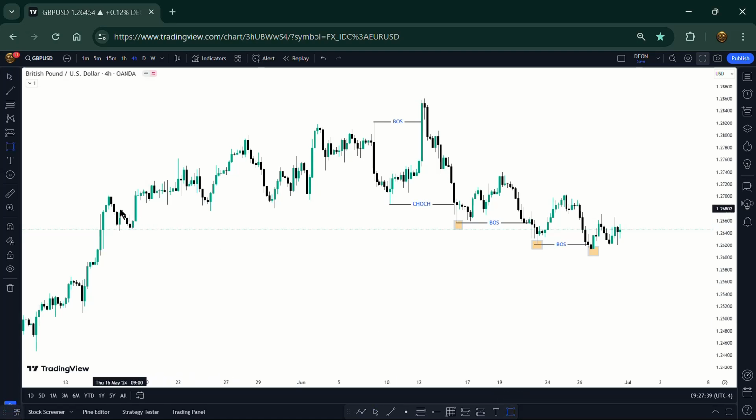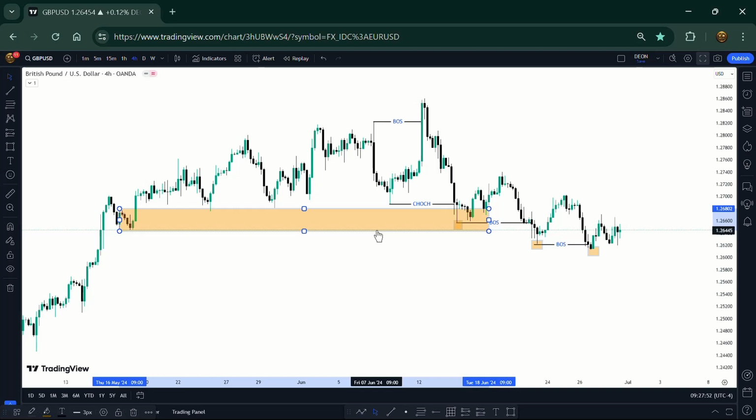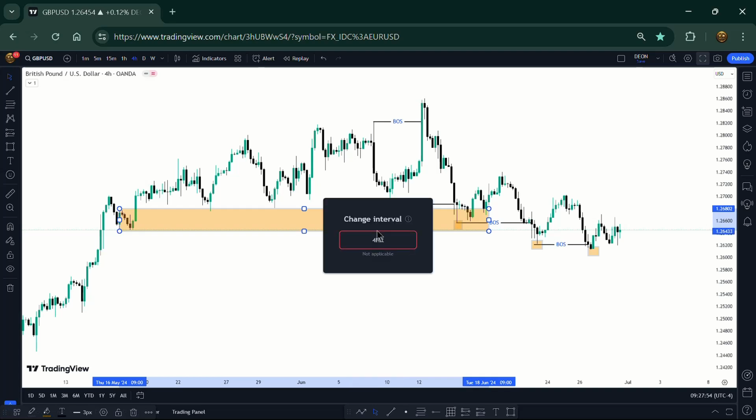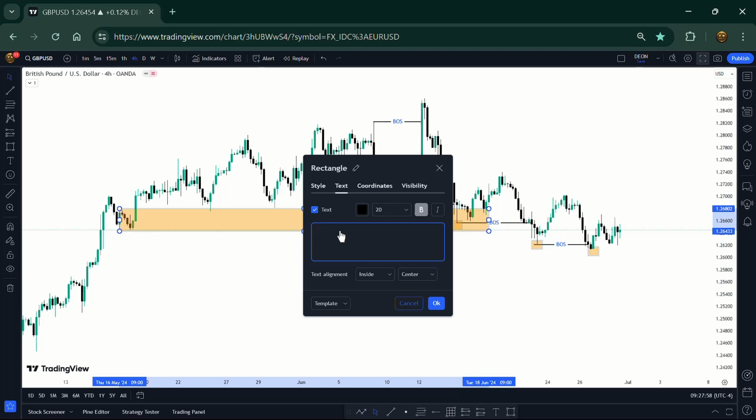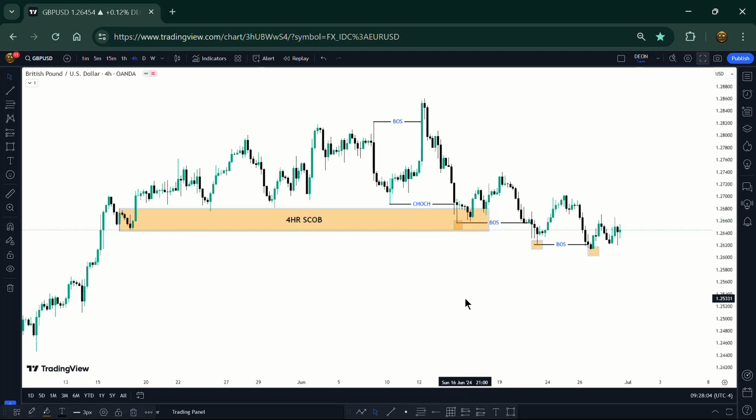Okay, so you had this single candle order block right here. Okay, the market was reacting to that. Now, okay, so this is the 4 hour. This is the 4 hour single candle order block. All right.